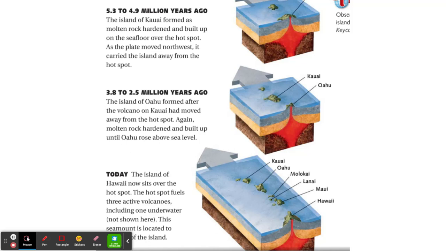And then the next islands formed along the chain. Right now, it's the big island of Hawaii that sits over the hotspot. It's actively getting bigger right now. But eventually, it will move off the hotspot and stop forming, and we expect a new island will form afterwards.